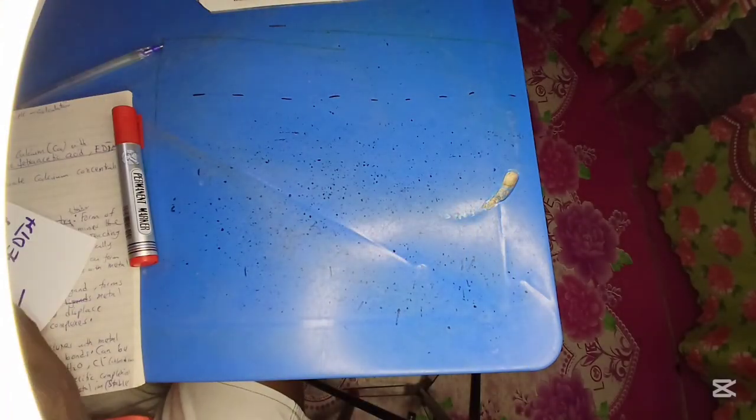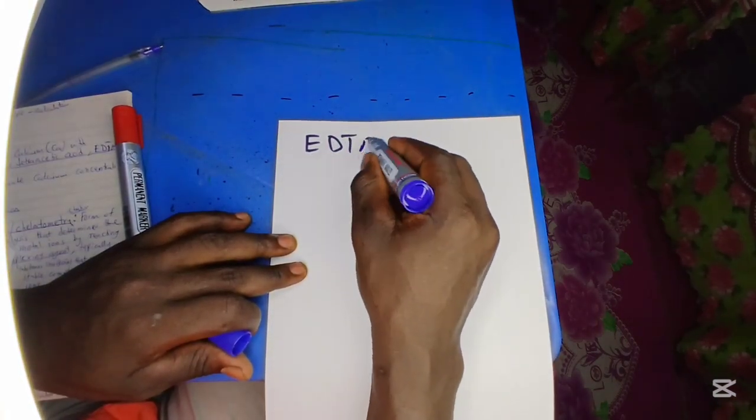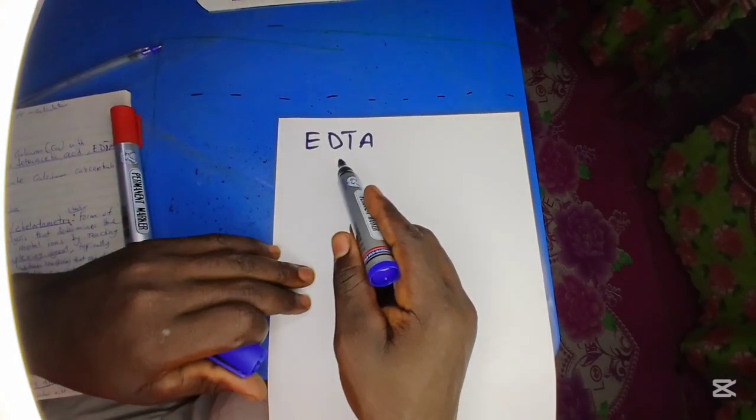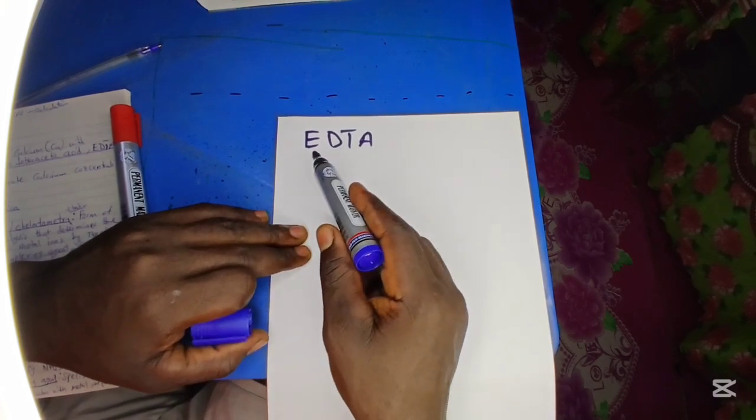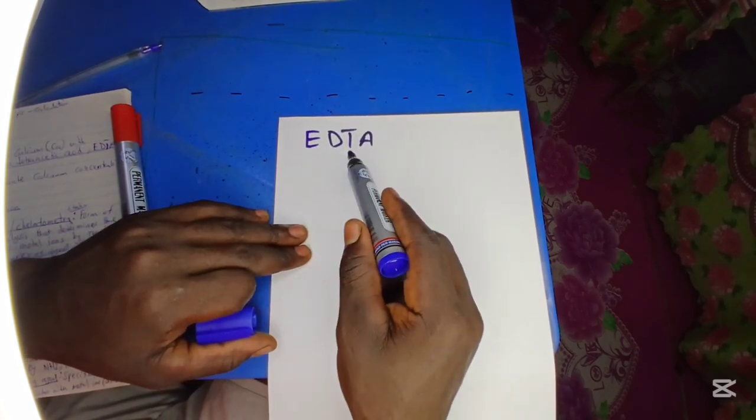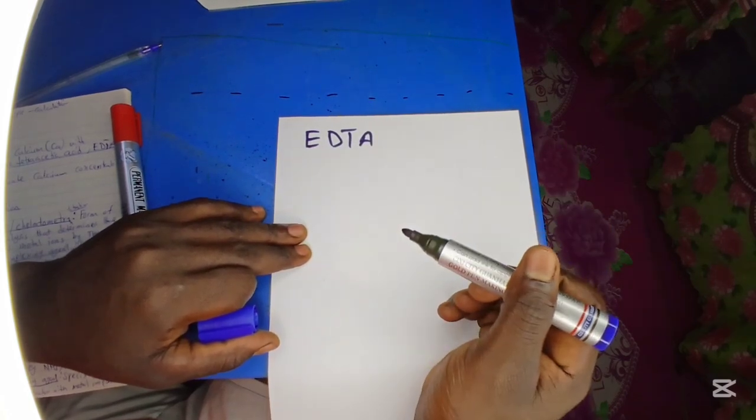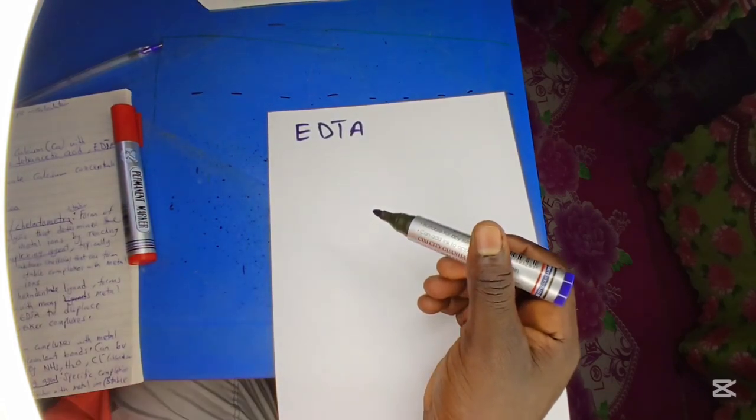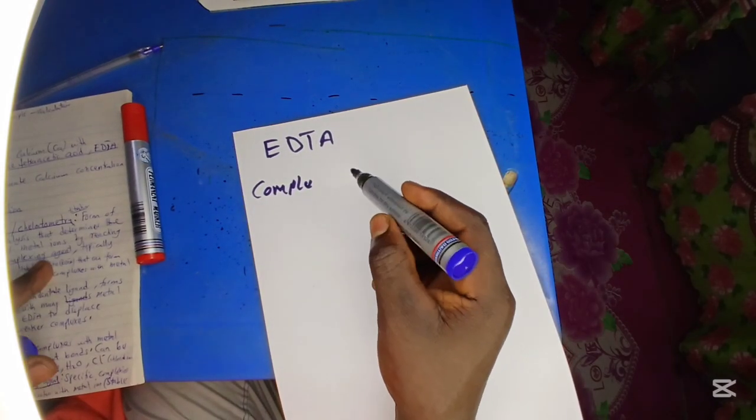Let's look at the principle behind this lab. EDTA is a chelating agent or scavenging agent. When there's a metal ion in a solution and you add EDTA to that solution, there's a high chance that EDTA is going to form a complex with the metal ion. Like I already explained in the method, complexometry, we use a ligand to determine the concentration of a metal ion in a solution.